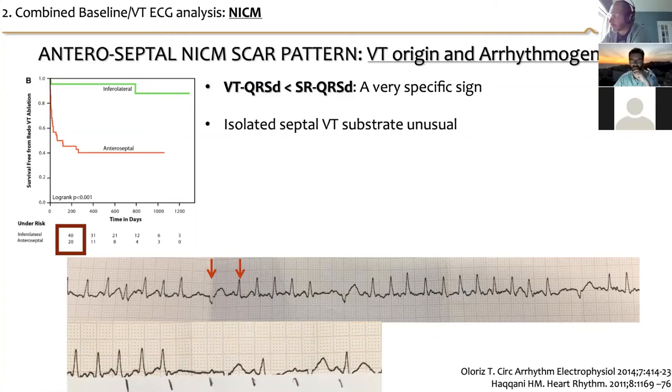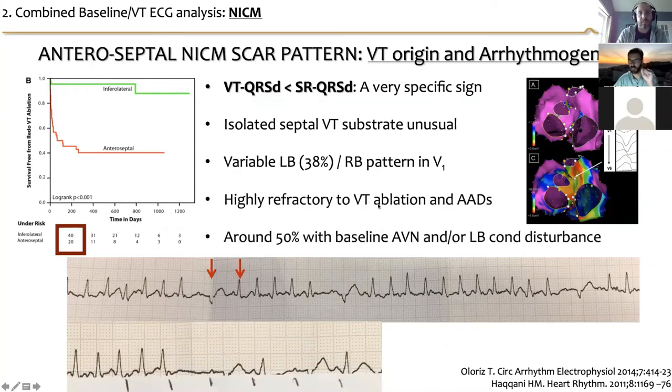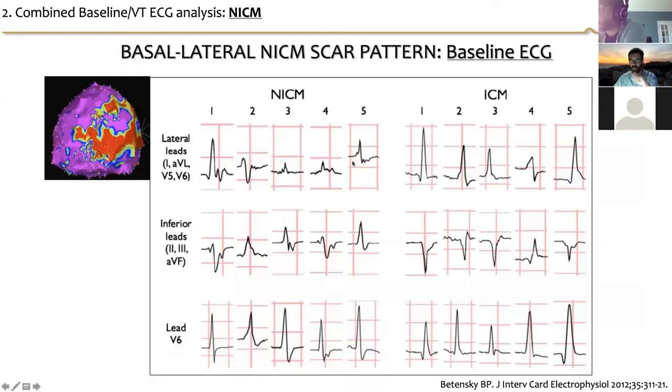a beautiful sign, I would say, but it's not quite often seen. An isolated and tiny septal VT substrate is not usual, but it's possible. And in these cases, probably you may have some sort of baseline conduction impairment, but in many other cases you don't get too many things, and you can only pick up this substrate by using unipolar mapping. And again, this substrate, even of an isolated nature, can be very refractory to ablation and the use of antiarrhythmic drugs.